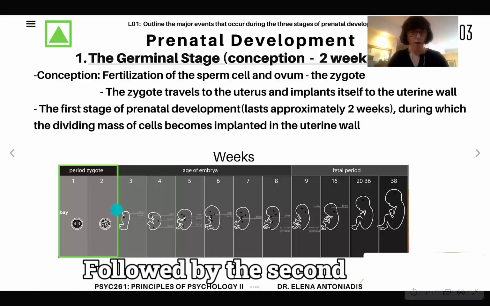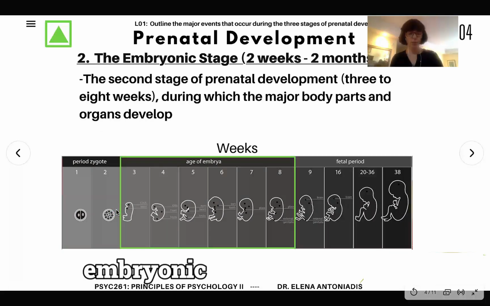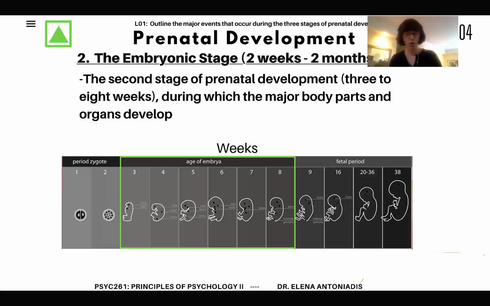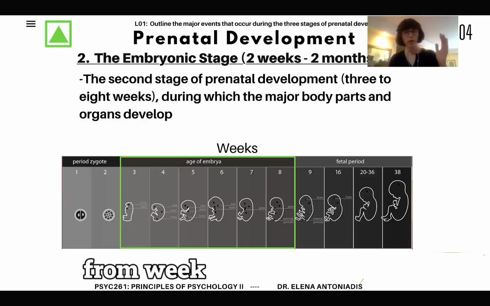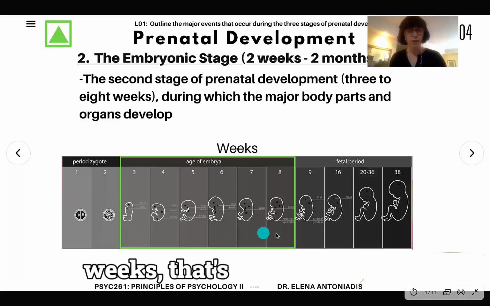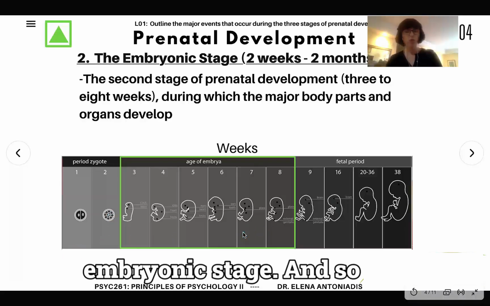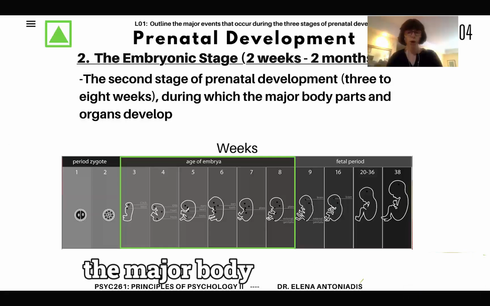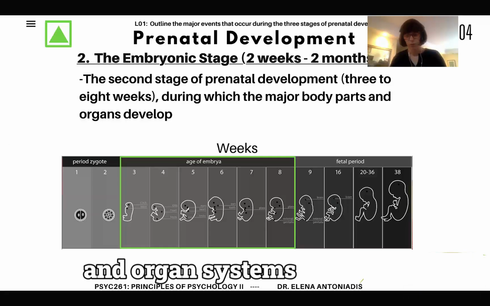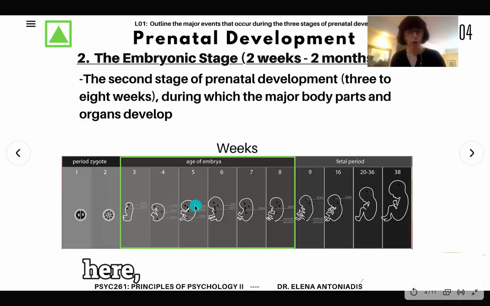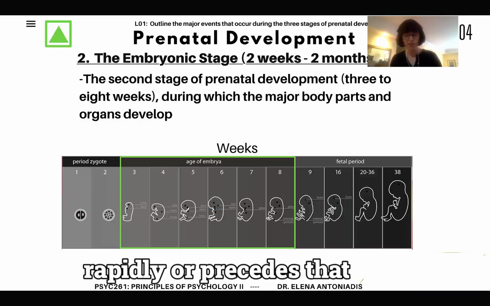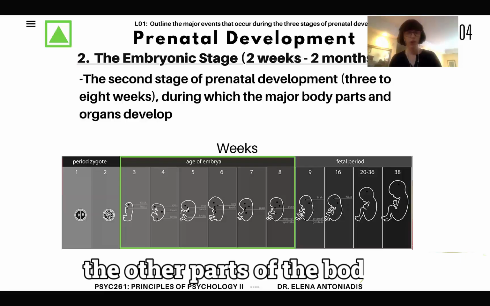followed by the second stage, which is the embryonic stage. So the embryonic stage lasts from implantation until about the 8th week of development. So from week 3 to 8 weeks, that's the embryonic stage. And so during the second stage, the major body structures and organ systems begin to develop. And the growth of the head, as you can see here, develops more rapidly or precedes that of the other parts of the body.